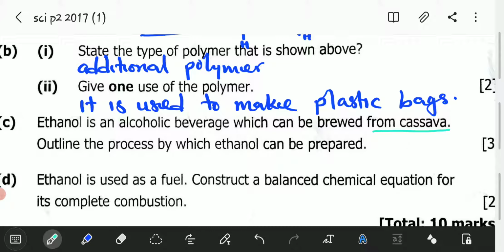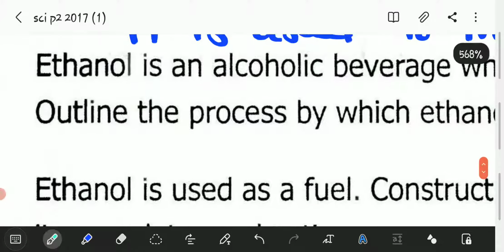So in our answer, what we need to show the examiner is that cassava can be broken down by enzymes to form glucose, and glucose is then broken down by the enzyme yeast to form alcohol. So first and foremost, we need glucose.